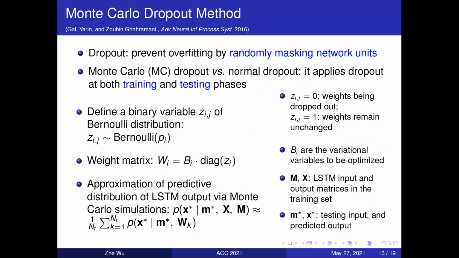And then we use the dropout in the LSTM training. Dropout is widely used in neural networks to prevent overfitting by randomly masking network units. We take advantage of Monte Carlo (MC) dropout, which is proposed in Gal and Ghahramani's work. The main difference between MC dropout and normal dropout is that MC dropout applies dropout at both training and testing phases. The main idea is to define a binary variable z of Bernoulli distribution representing the weights being dropped out or remaining unchanged. The predictive distribution of LSTM output is approximated using Monte Carlo simulations. In other words, in testing phase, we carry out a number of forward predictions and do the average to get the final prediction results.